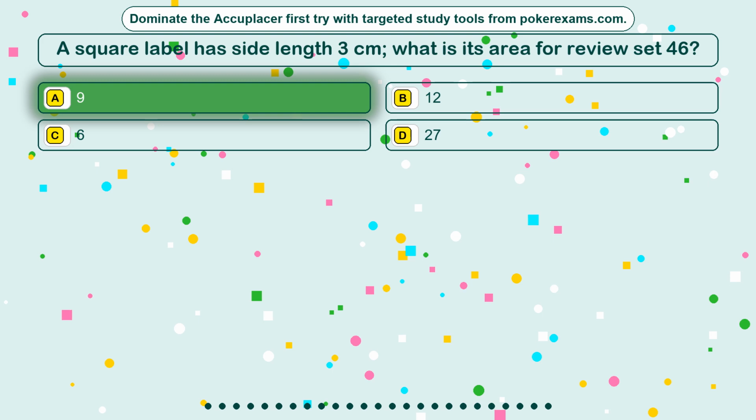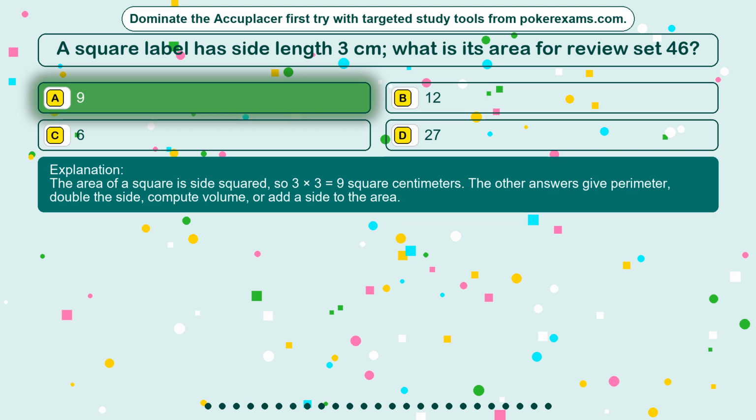The correct answer is option A, 9. The area of a square is side squared, so 3 times 3 equals 9 square centimeters. The other answers give perimeter, double the side, compute volume, or add a side to the area.